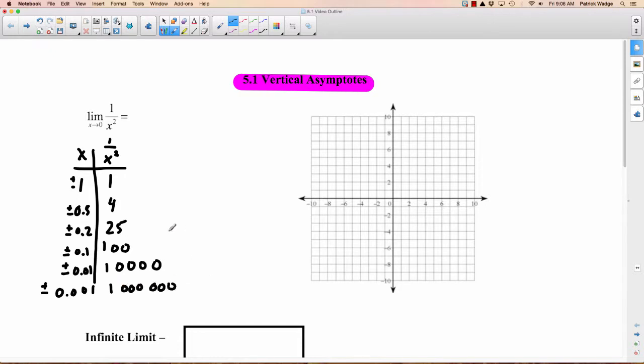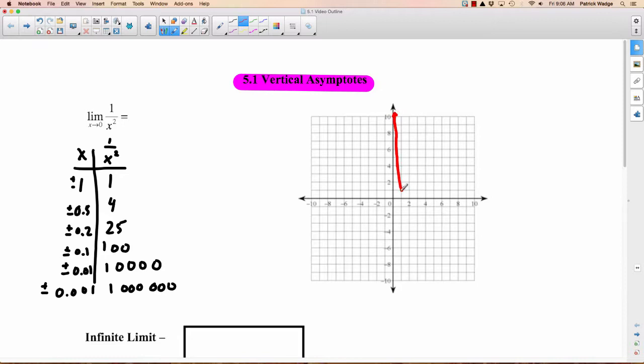So I think it's pretty obvious what's happening here. As we're getting closer and closer to 0, these numbers are getting bigger and bigger and bigger. So let's just graph this. When the x value is 1, we get a y value of 1. When it's 0.5, we get 4. And when it's 0.2, we get 25. We can't even graph that. But what's happening is it's going higher and higher. It's getting closer and closer to the y-axis, but it's never actually reaching it.